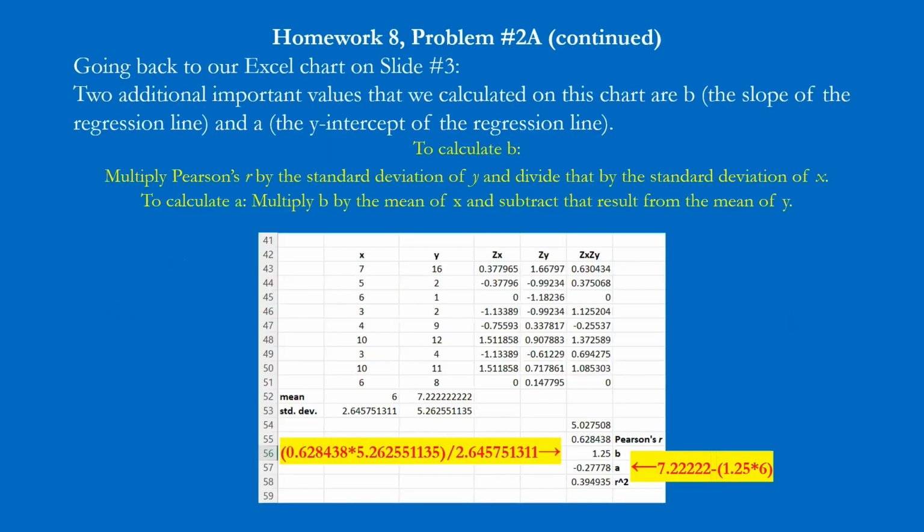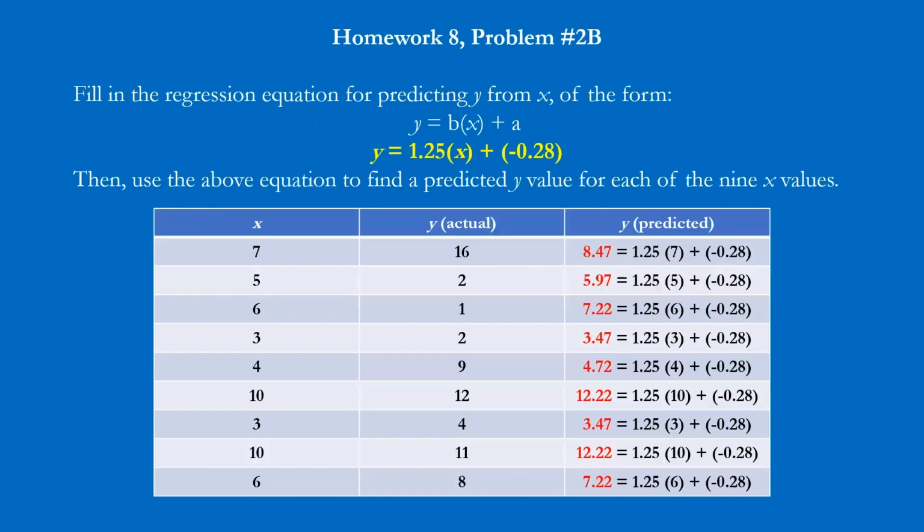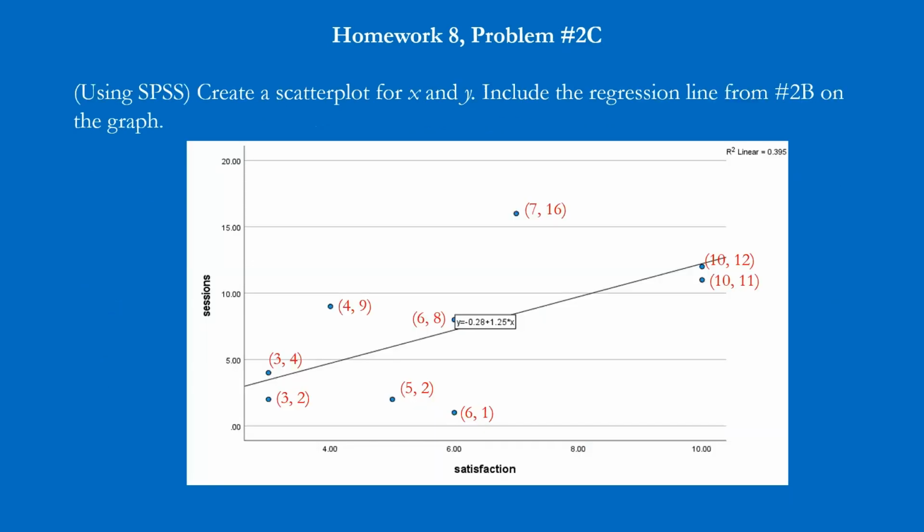And we're going to continue with this problem. We go back to the Excel where we calculated the b, which is the slope of the regression line, and a, the y-intercept of the regression line. We take those calculations from Excel and plug them into the regression equation, and then we come up with our predicted y values, and those are shown on this chart.